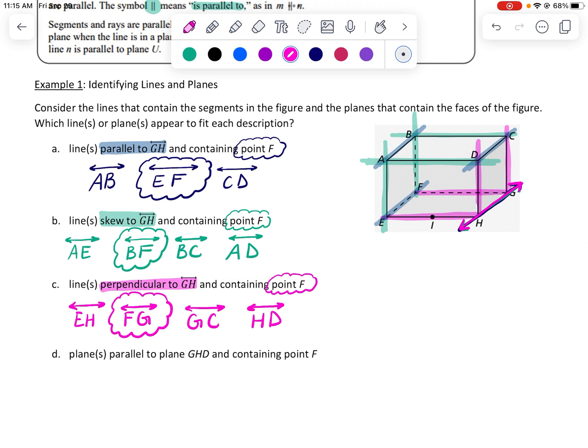Okay, and then it says planes parallel. So again, I'm going to switch colors here.